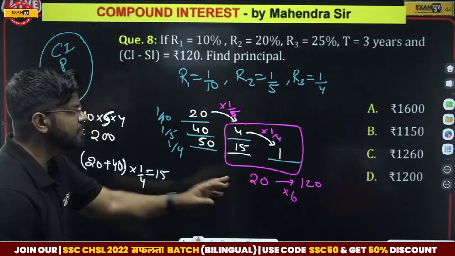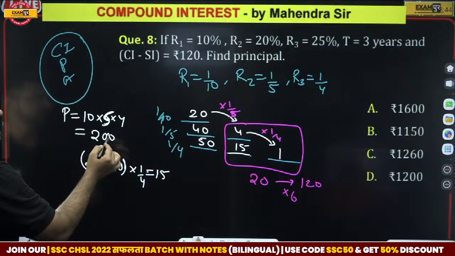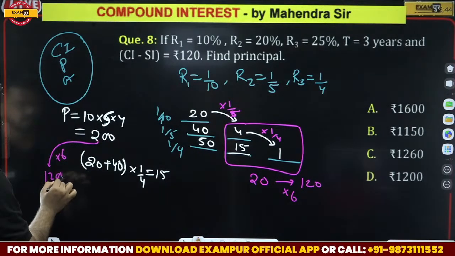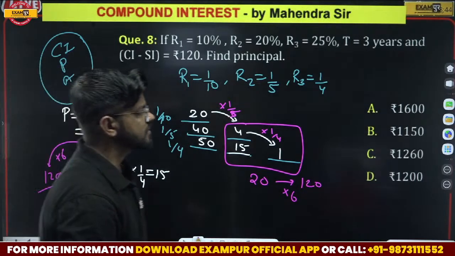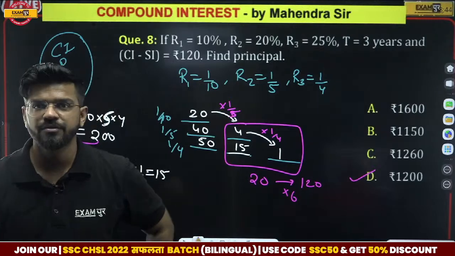Now the multiplying factor is 6. What we have to calculate? Principal. What is principal? Principal is this. Just multiply it by 6. 1200 is my correct answer. Is there 1200? Yes. Option number C is my right answer. Clear to all of you?